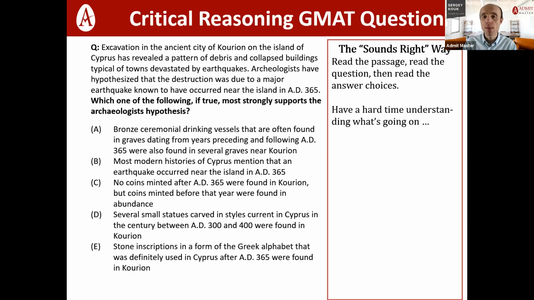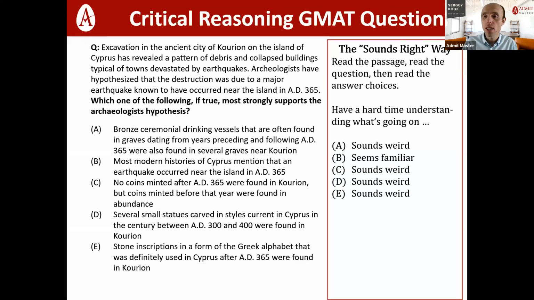Well, A says bronze ceremonial drinking vessels. I'm not quite sure how it's relevant. So it sounds really weird. B says most modern histories mention the earthquake near the island in 8365. Well, we're talking about the earthquake, we're talking about 8365, we're talking about Cyprus. So that looks good. That seems familiar. That's in scope. Then coins, statues, and inscriptions all look weird.